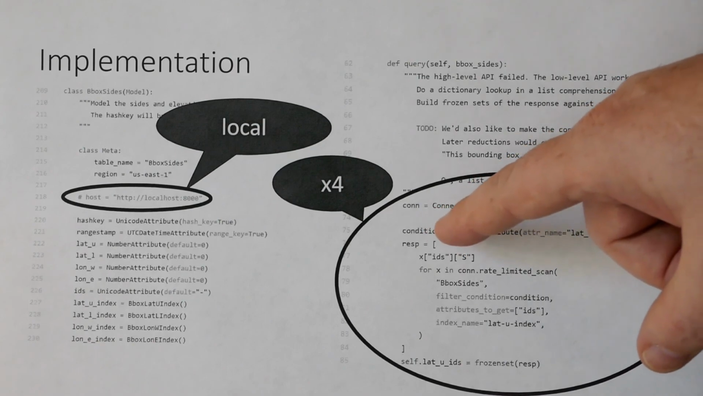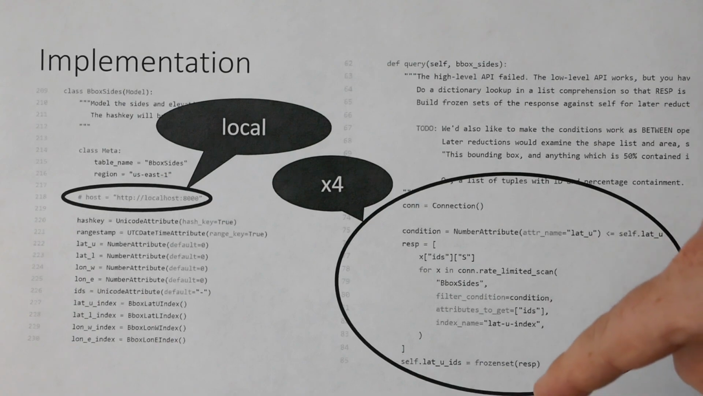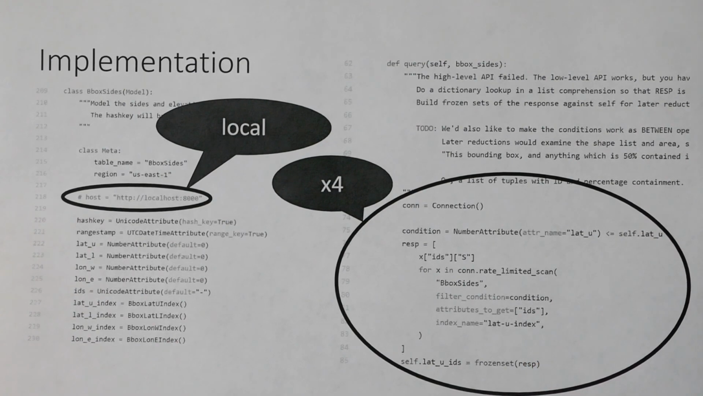So the response is going to be a list of values that came back, and then we can take those and make a frozen set out of them for our later comparisons.